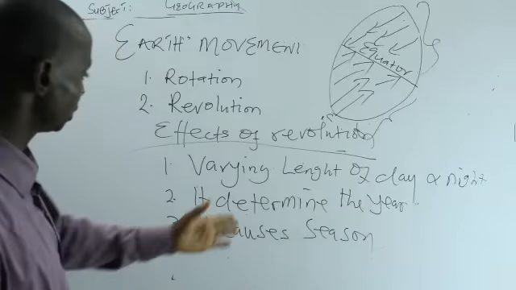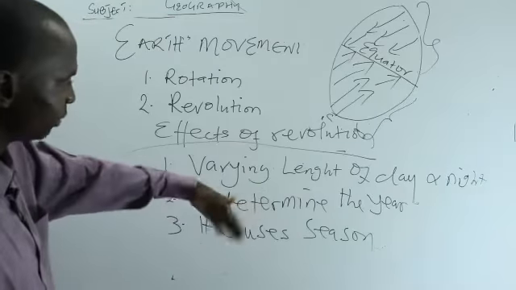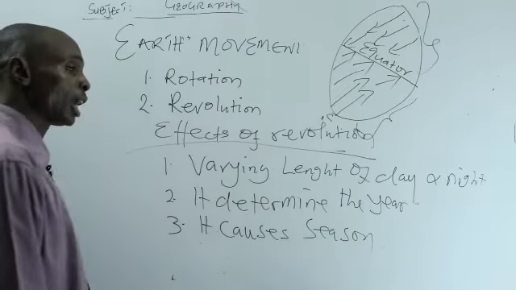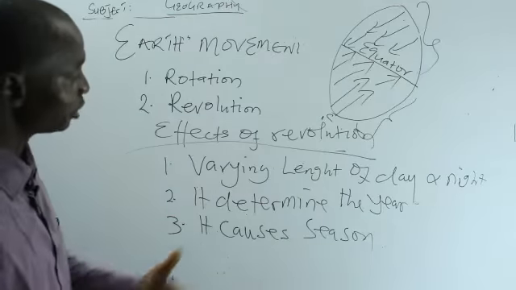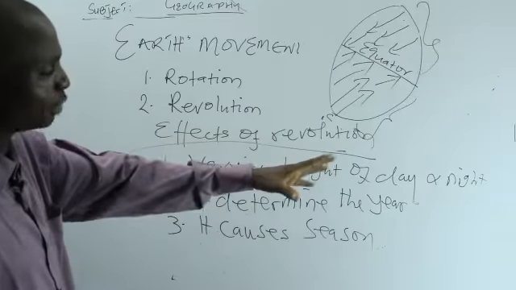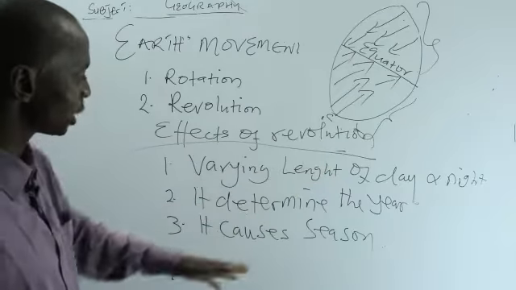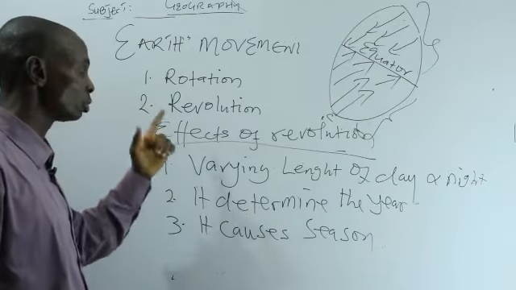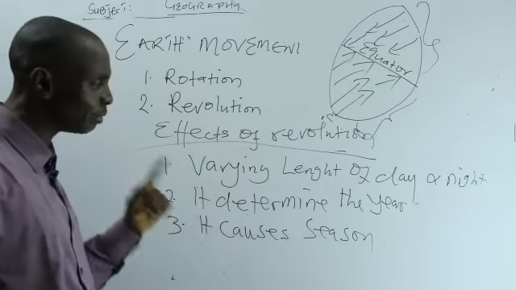At some specific times of the year, we have the day longer than the night, and at some specific times of the year, the night is shorter than the day. This is one of the effects of what? Revolution. Number two, it determines the year.